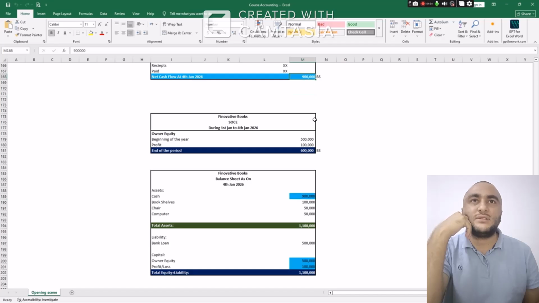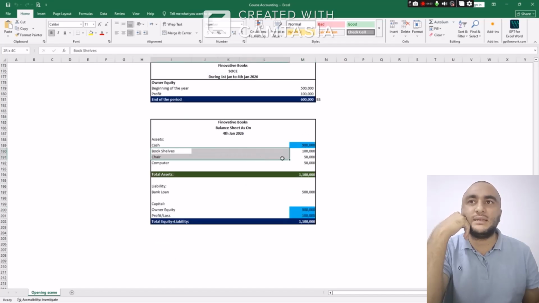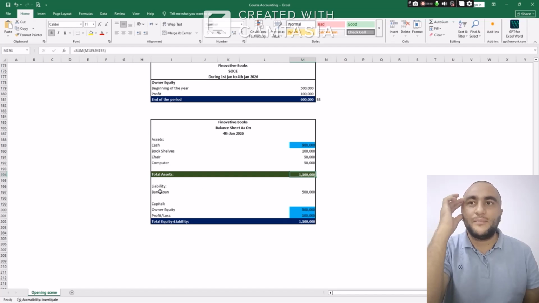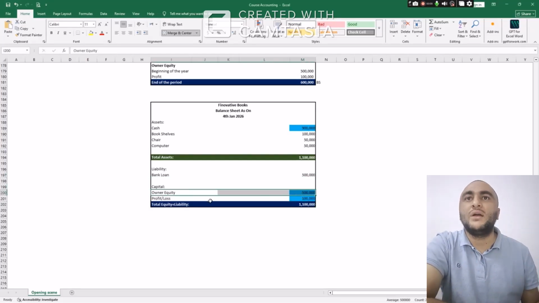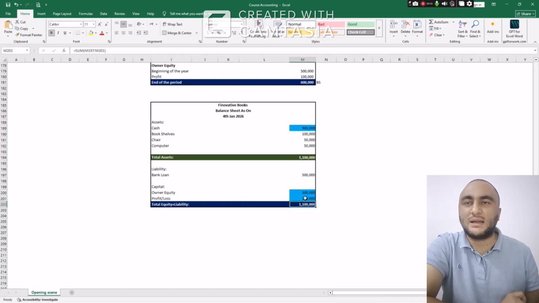So cash will be 900,000. From the cash flow we have picked this cash. Then we have assets, and 100,000 in assets here in the form of chair and computer. So our total assets are 1.1 million. Now we go to bank loan, 500,000, same. Owner equity was the same, but the profit of 100,000 from profit and loss comes here, making a total of 1.1 million, again fulfilling our accounting equation. So this way we have completed our very basic accounting.